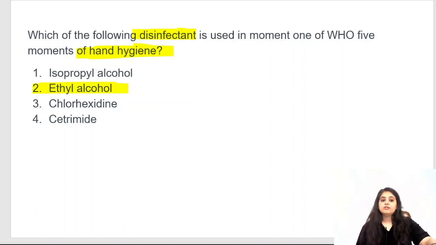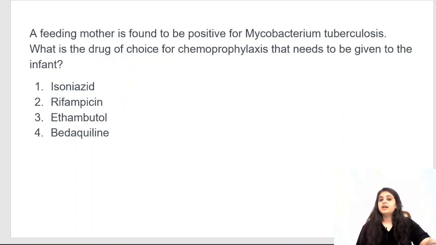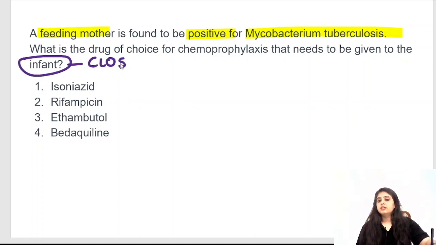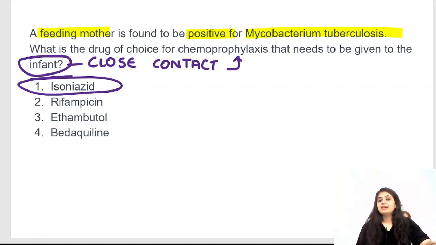There's one more question which falls along similar lines, and that is regarding this drug. So quickly we'll analyze this also. A feeding mother is found to be positive for Mycobacterium tuberculosis. What is the drug of choice for the chemoprophylaxis that needs to be given to the infant? So obviously there's a feeding mother. Mother is positive for MTB, and the infant has been in close contact with that feeding mother, so you want to give the infant something for chemoprophylaxis, and the answer to that question is going to be isoniazid.